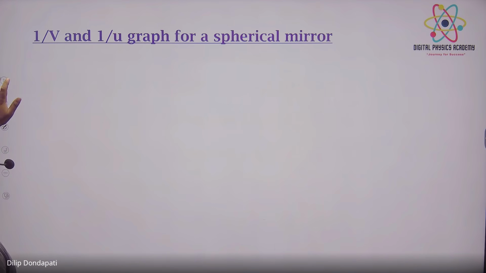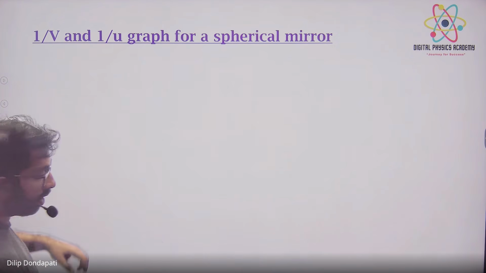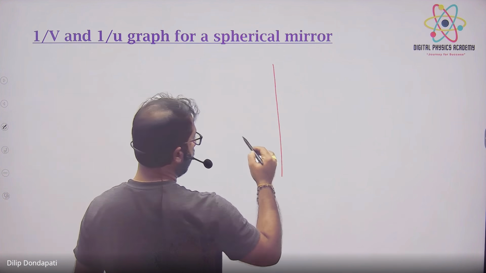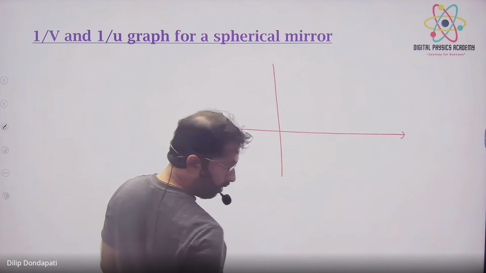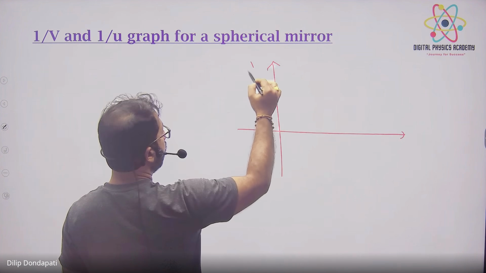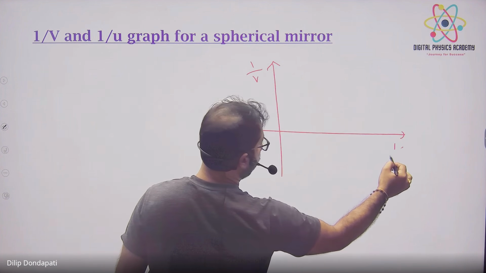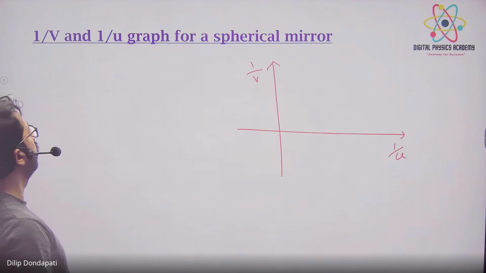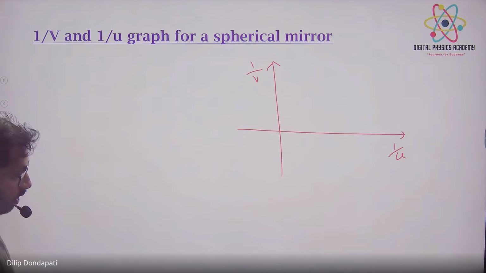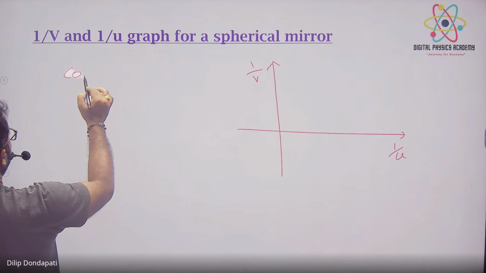Now, 1 by v and 1 by u graph for spherical mirrors. Spherical mirrors में 1 by v and 1 by u graph draw कर ऐसा writing कर. So this is 1 by v and this is 1 by u. इसका graph draw करना है. For convex mirror first draw करो. Convex mirror.